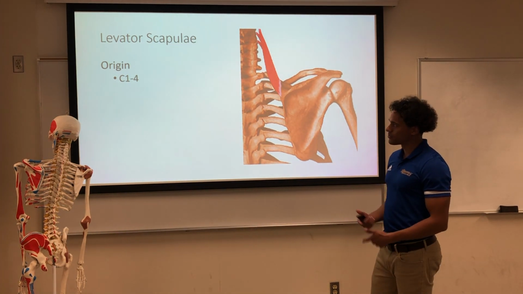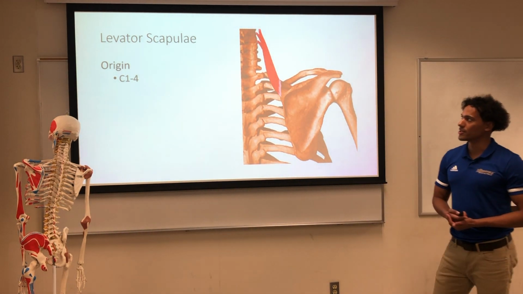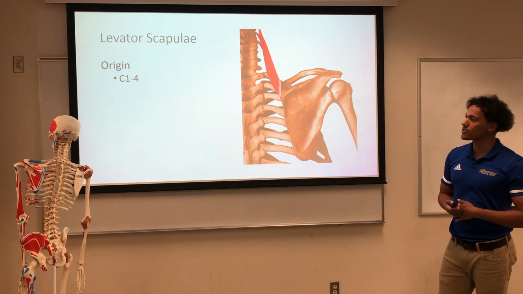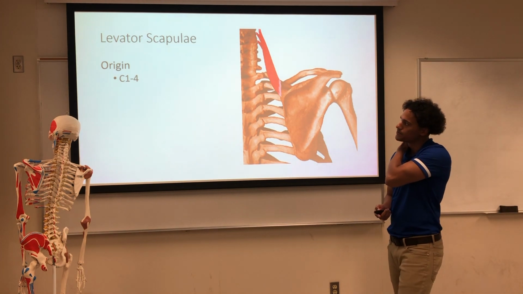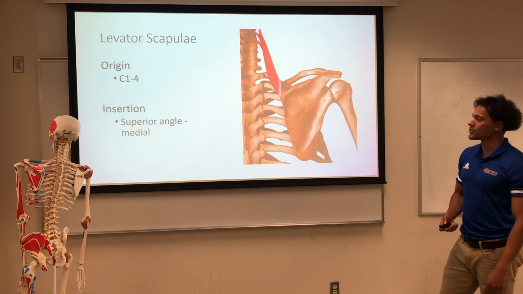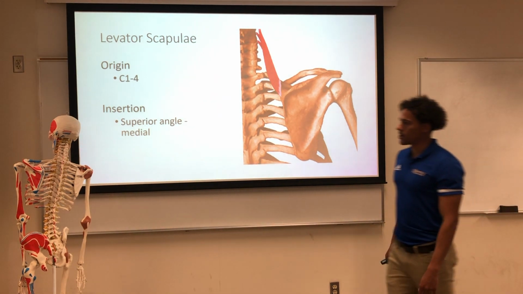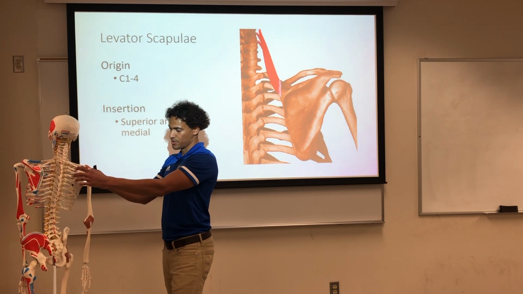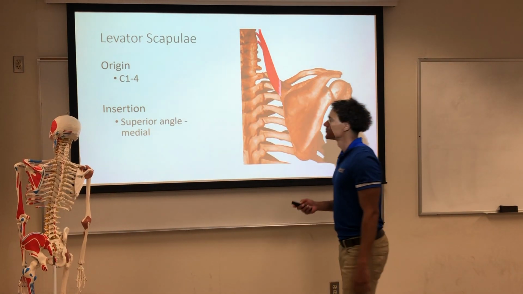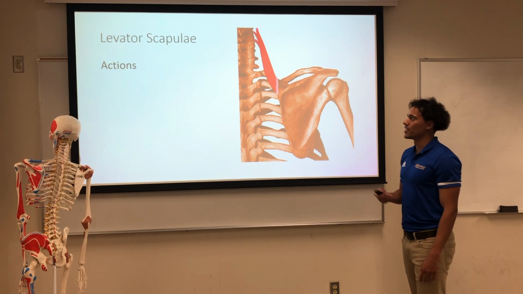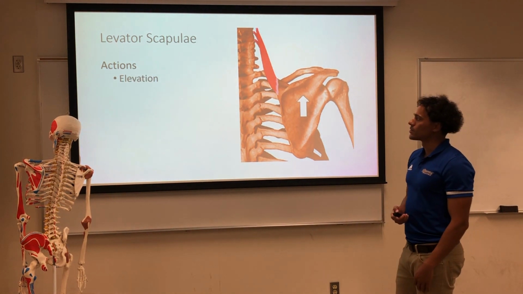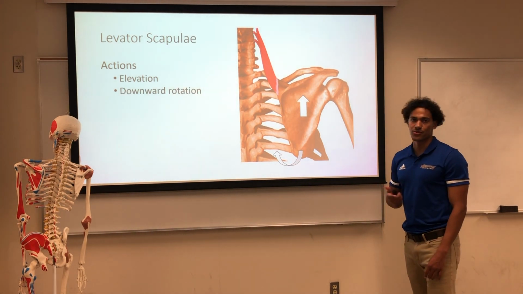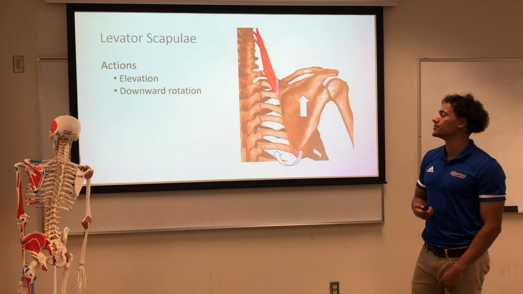And our last superior muscle, we have the levator scapulae. Origin C1 to C4, so this is going to be the top of the neck, cervical. It's going to insert at our superior angle on that medial aspect, about right here, the medial superior portion of the scap. Actions of the levator scapulae: it's going to be a synergist to the trapezius for elevation, and a synergist for the rhomboid for downward rotation.